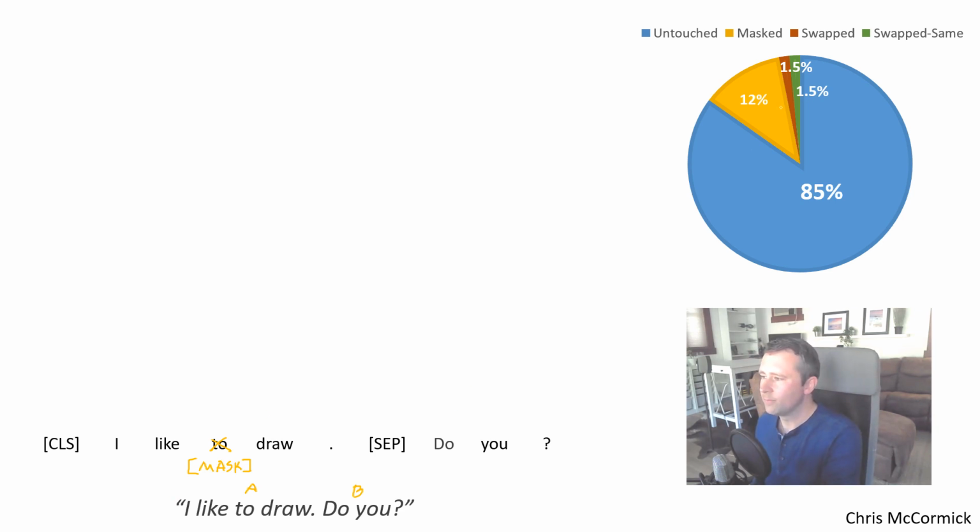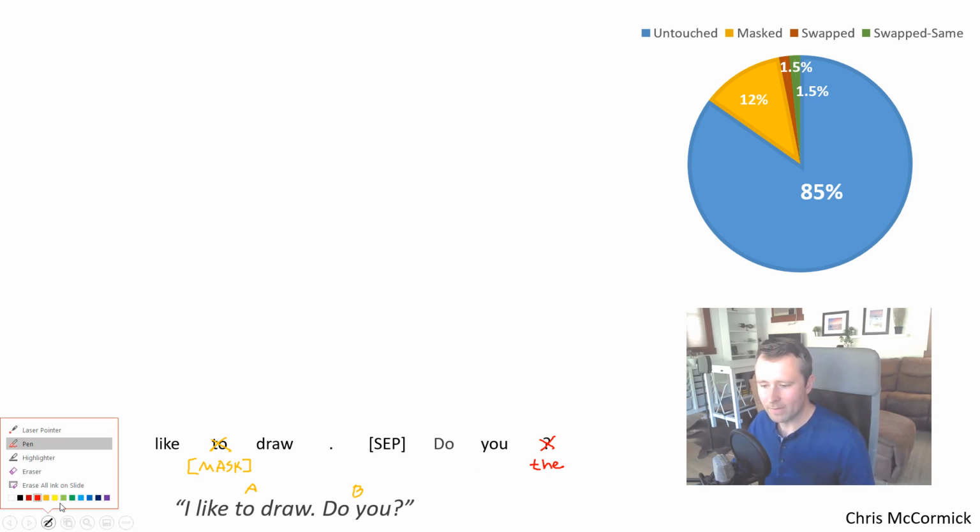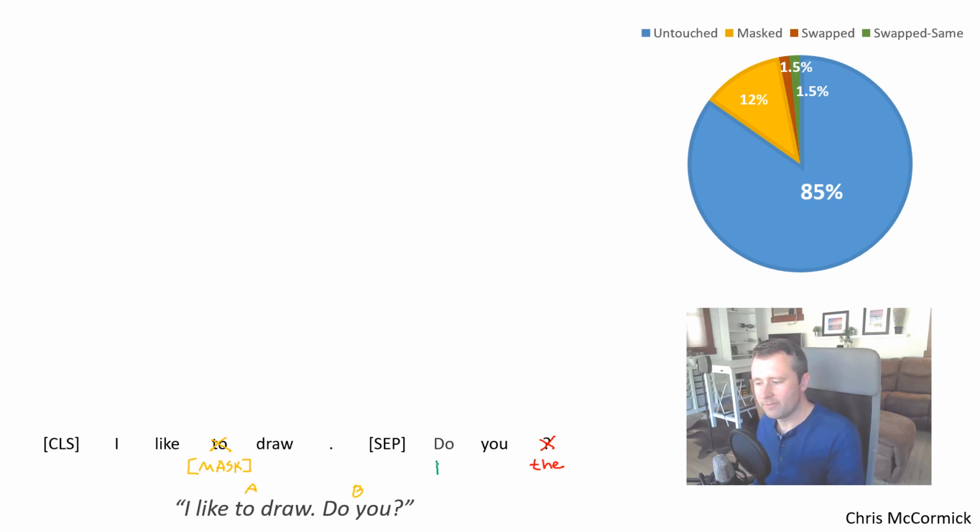And then 1.5% of the tokens they take out and replace with a random token. They pick the random token with a unigram distribution, meaning that the more frequent words are picked more likely. The word "the" is a good example. And then finally, another 1.5% of the words aren't touched, but they're flagged for prediction, and we'll see what that means.